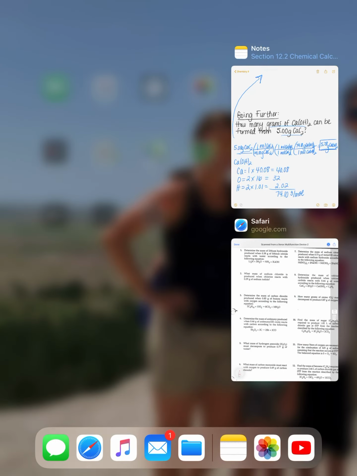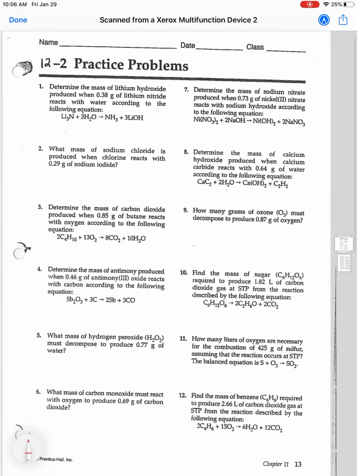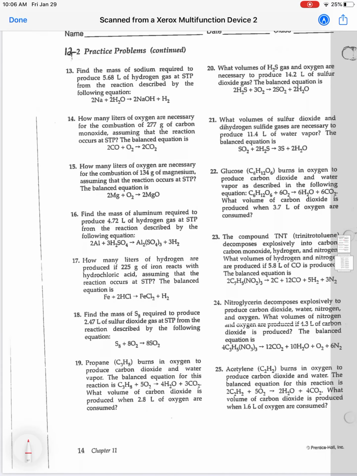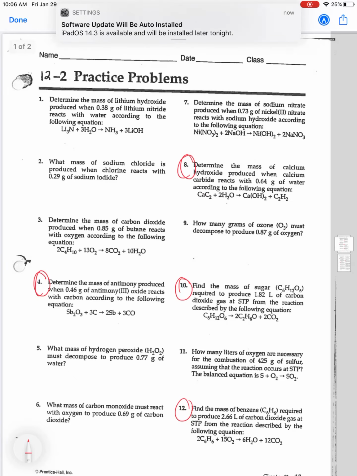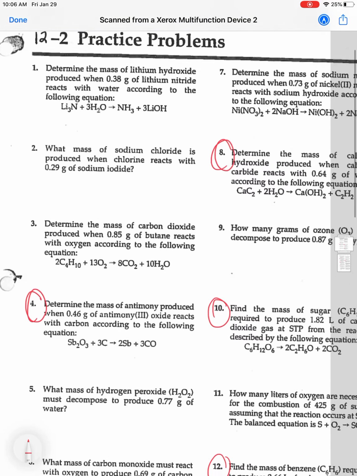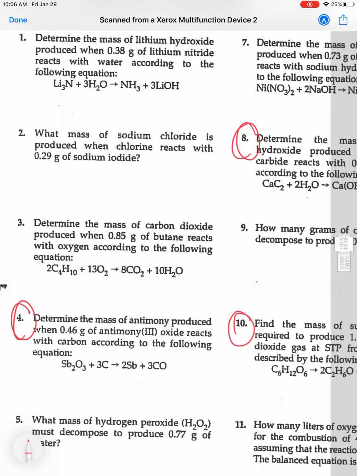I would like for us to take a look at your homework assignment here for a second. So you've got the 12-2 practice problems, and I have assigned for you to do a select few of them. For this evening, I would like for you to do number 4, number 8, number 10, number 12. Then on the next page, or in the back side, I would like for you to do 14, 16, 18, and 22. I intentionally chose those because they already have a balanced equation provided for you. I would like for us to do a couple as example problems though.